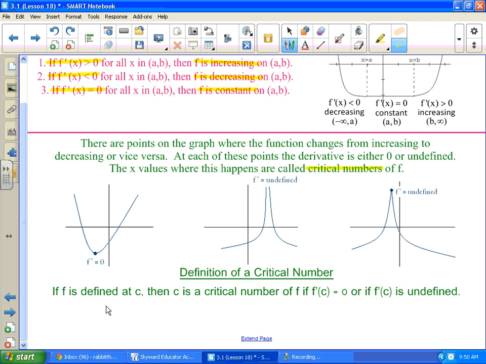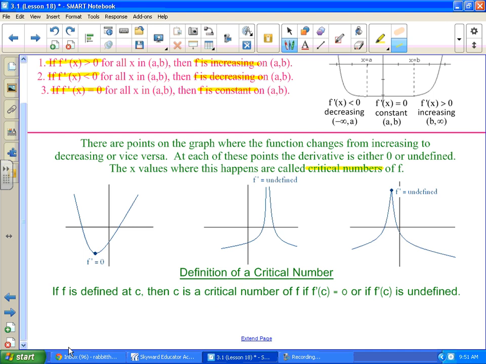So definition of a critical number. If f is defined at c, then c is a critical number if the derivative equals 0 or is undefined. So we take the derivative, we set it equal to 0, or we find where it's undefined. That gives me my critical numbers. And we're going to use those a lot on the next couple slides here. All right, so let's go ahead and jump into an example here.